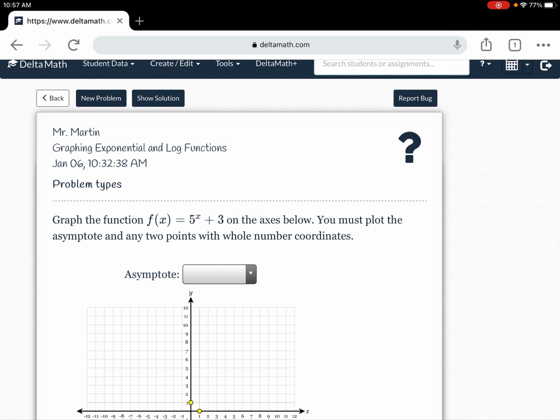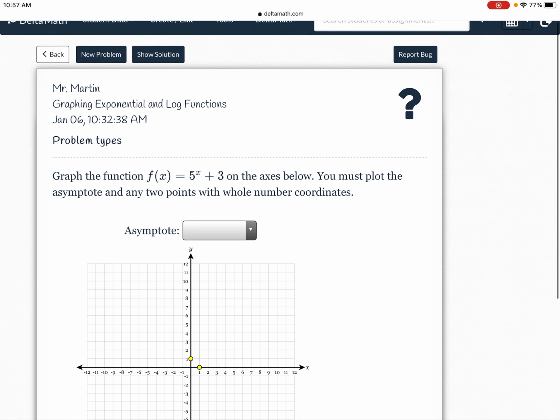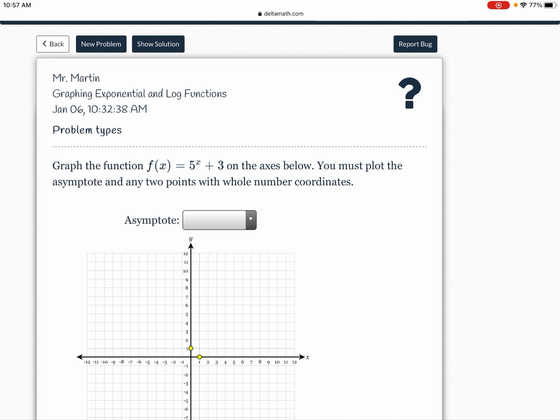Hey students, this video is going to be how we complete the graphing exponential and log functions assignment on DeltaMath. So the first function that we have is f of x equals 5 to the x plus 3. And it says that we have to plot the asymptote and any 2 points with whole number coordinates.